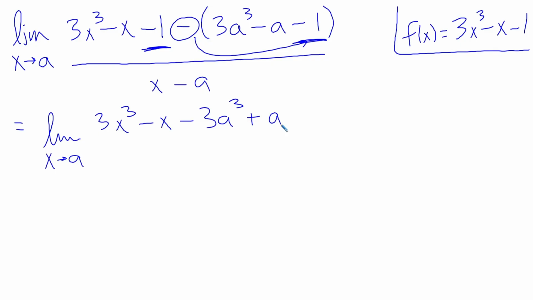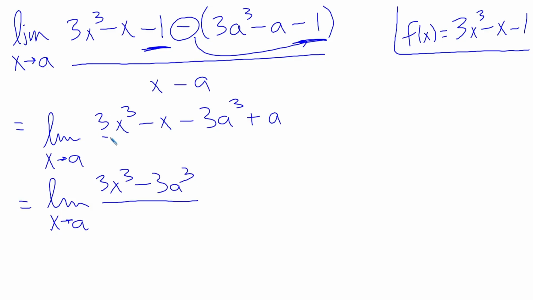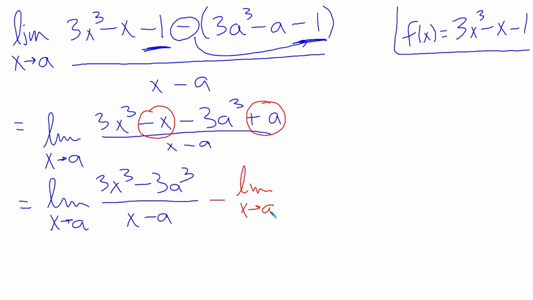And when we do that, we should see that if we group the 3x cubed with the minus 3a cubed, don't forget this x minus a in its denominator, and then factor out a negative 1 from the negative x plus a, which will make this a subtraction between the limits. Well, if I factor out negative 1 from negative x, that's positive x. And if I factor negative 1 from positive a, that's minus a. And I've now got terms that cancel again.